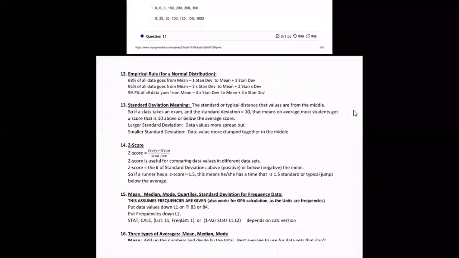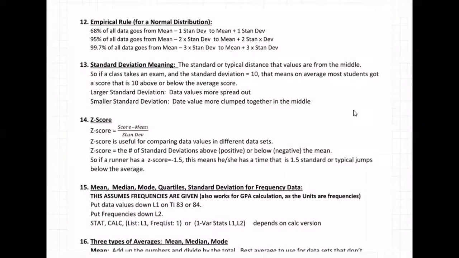Having a little trouble getting the exam one notes. There we go. It's not the one, is it that one? There it is. Okay. So there it is. So here's the exam one notes. This is the exam one notes.